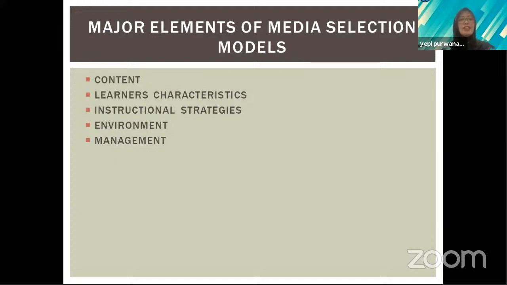And second, learners' characteristics. If you have to teach students of higher education or university, in the first year, and you have to teach students in the 4th year, in the 7th or 8th semester, you have to know the characteristics of the learners, because maybe they have a different kind of spirit, different orientation, and so on. And then instructional strategies. How can you design your material and environment? And the last one is the management.